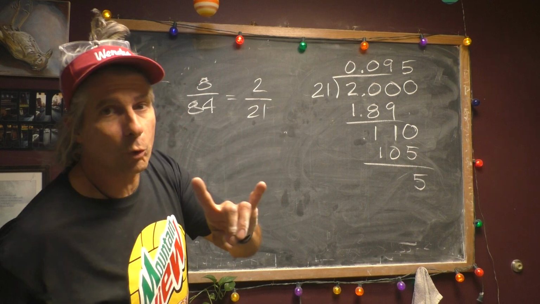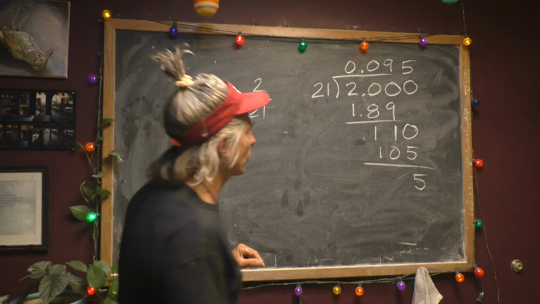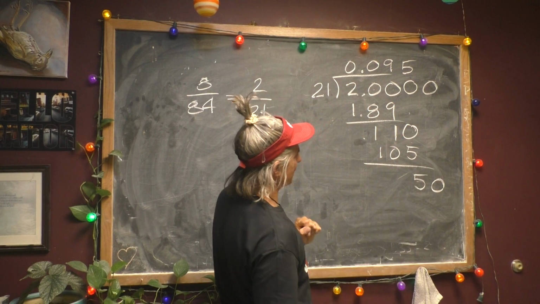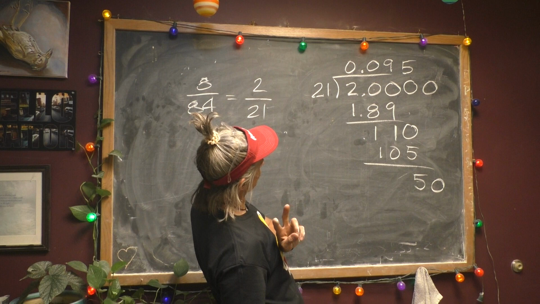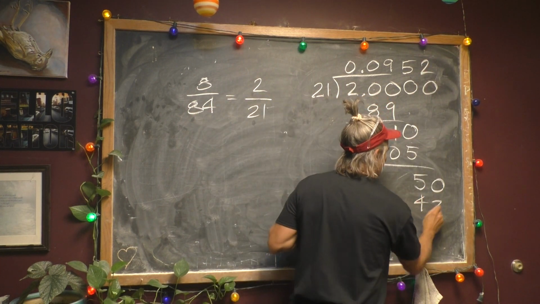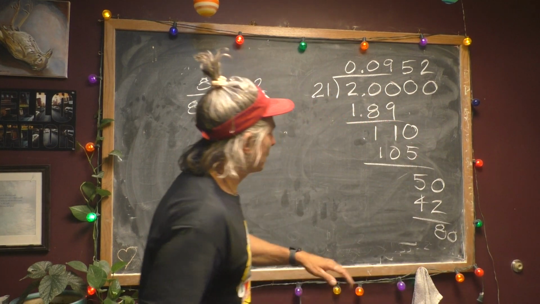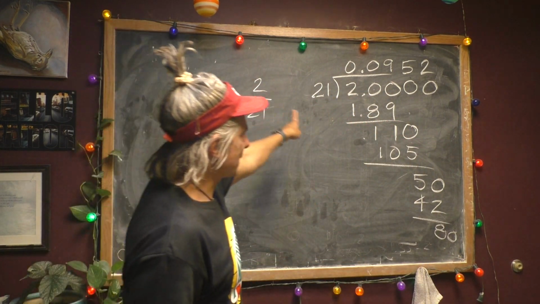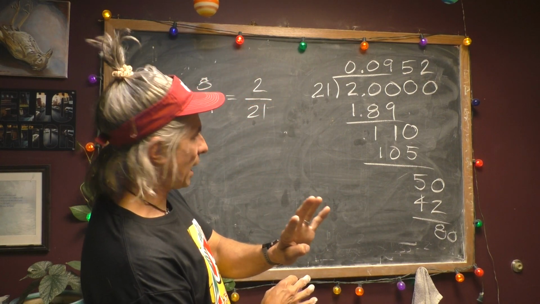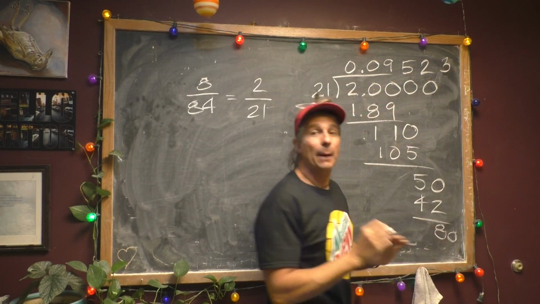I'm going to do one more place because I see, based on the rounding, why I have to go one more place. So I'm going to bring that down, and now it's 21 into 50, and this is just going to be a 2, because 2 times 21 is 42, and then there's going to be a remainder left over of 8, and then 21 goes into 80 about, not quite 4 times, 3 times. And now I'm going to stop there.